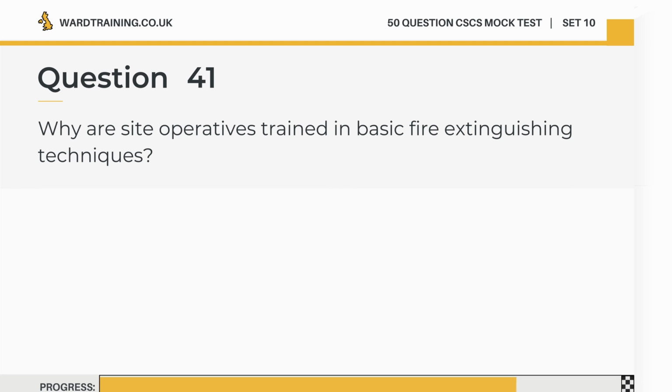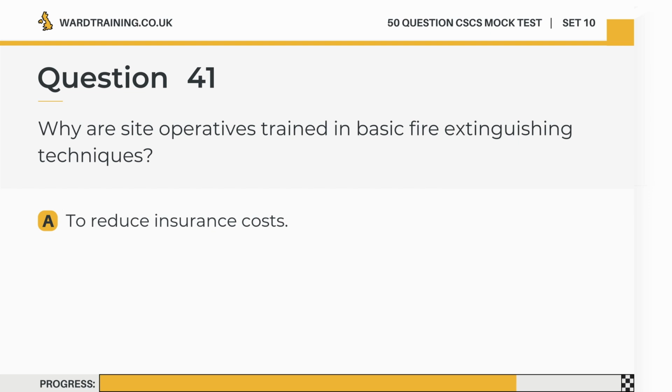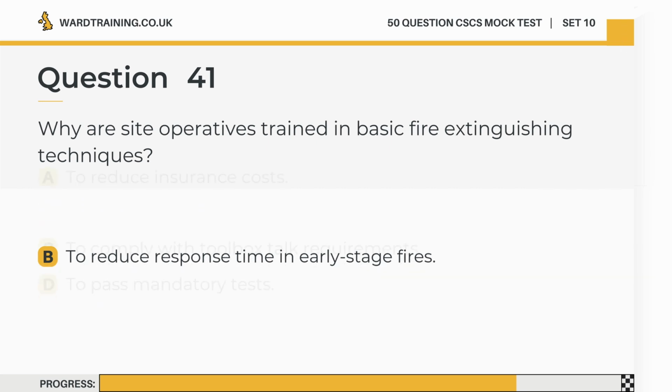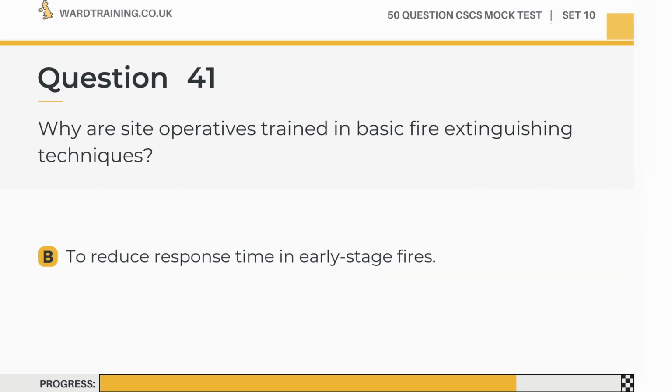Question 41. Why are site operatives trained in basic fire extinguishing techniques? A. To reduce insurance costs. B. To reduce response time in early stage fires. C. To comply with toolbox talk requirements. D. To pass mandatory tests. The correct answer is B. To reduce response time in early stage fires.